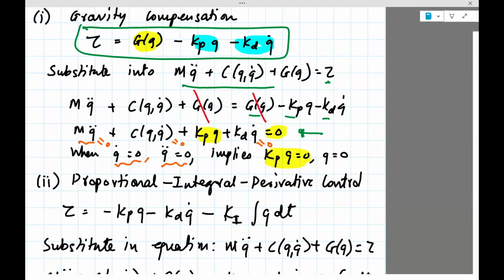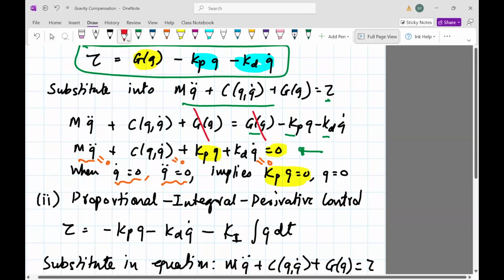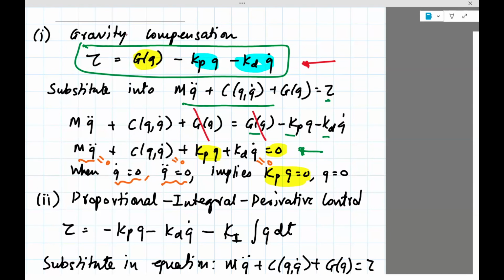So a simple controller which does gravity compensation is good enough. You don't really need to do all that mass matrix, and that's really good news, because all you need to worry about now is just computing G of Q, and that computation is fairly straightforward. We've seen recursive Newton-Euler. That's the easier one. The harder one is the mass matrix.